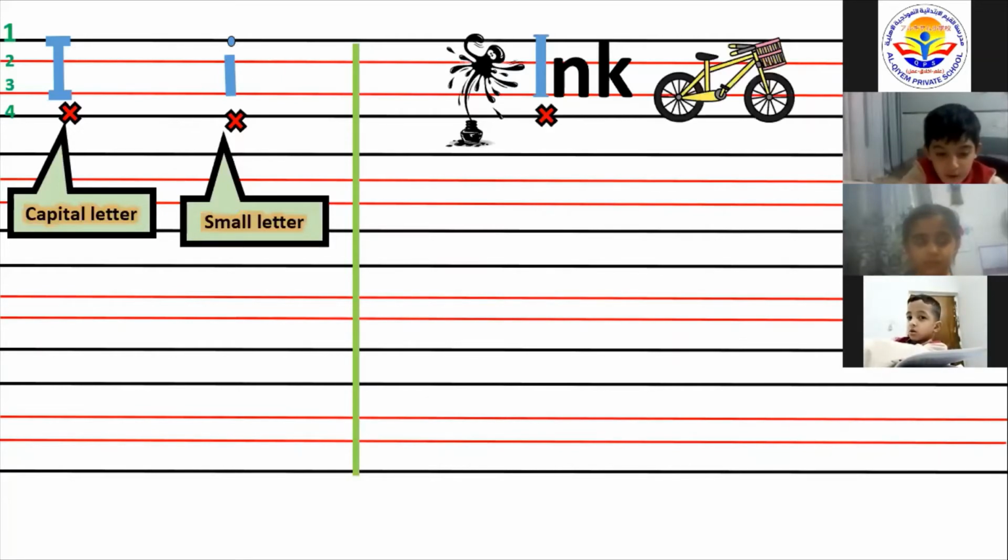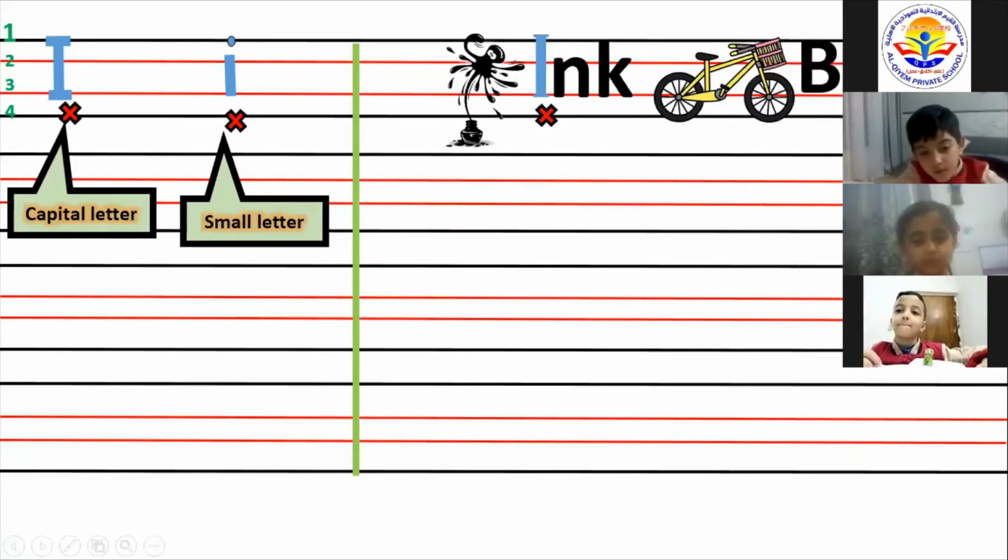Another example, the word bike. In the middle of the word bike, I have a small letter I. So I have to write it from the second line to the third line, without reaching to the fourth line, neither the first line.